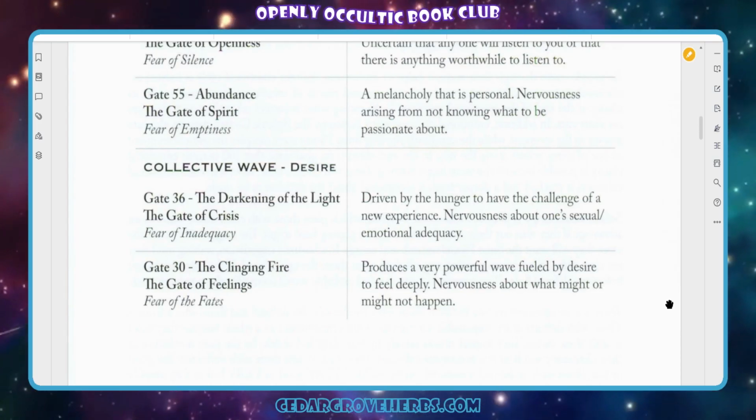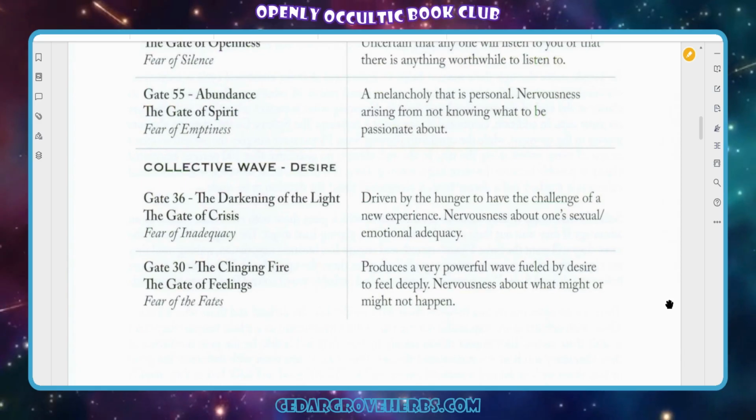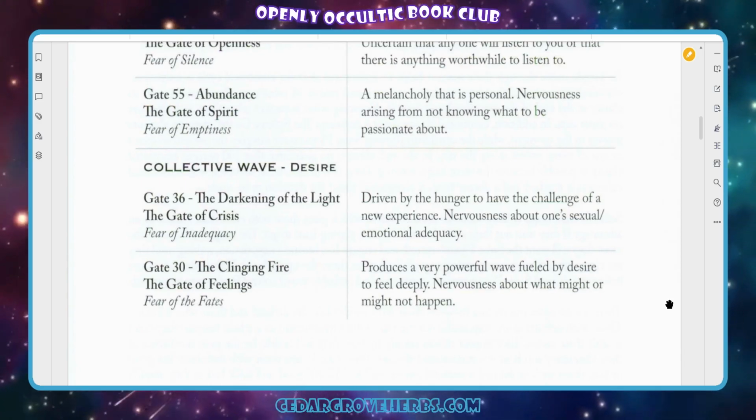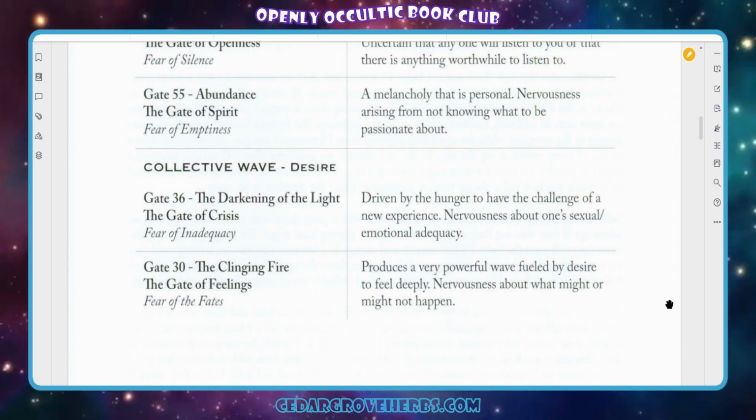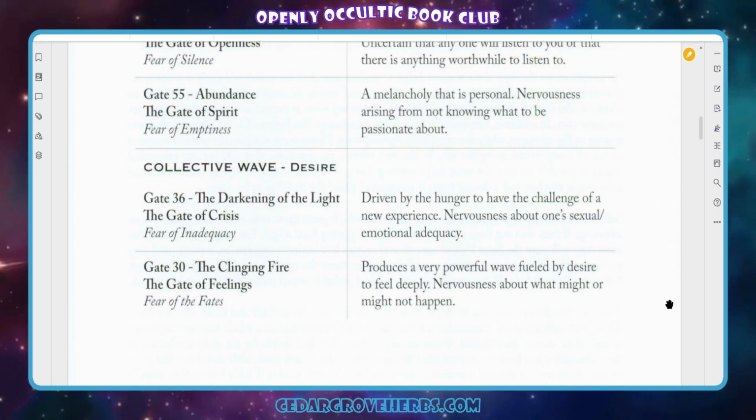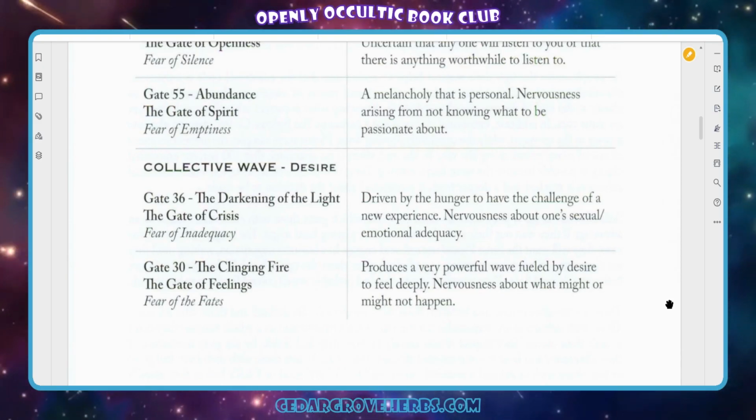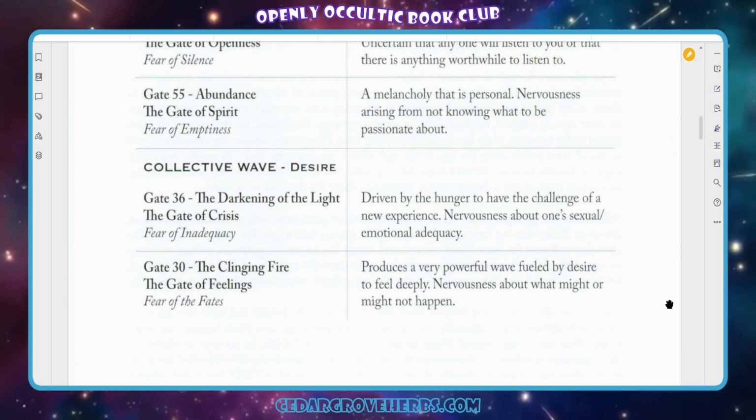Gate 30, the clinging fire, the gate of feelings, fear of the fates. Produces a very powerful wave fueled by desire to feel deeply, nervousness about what might or might not happen.